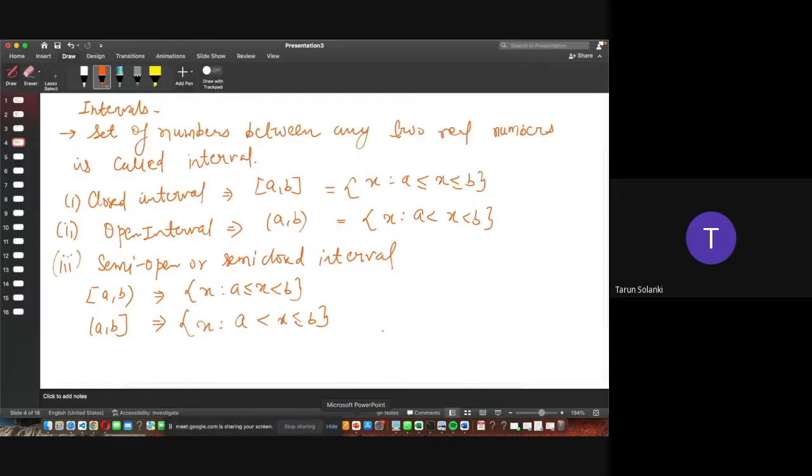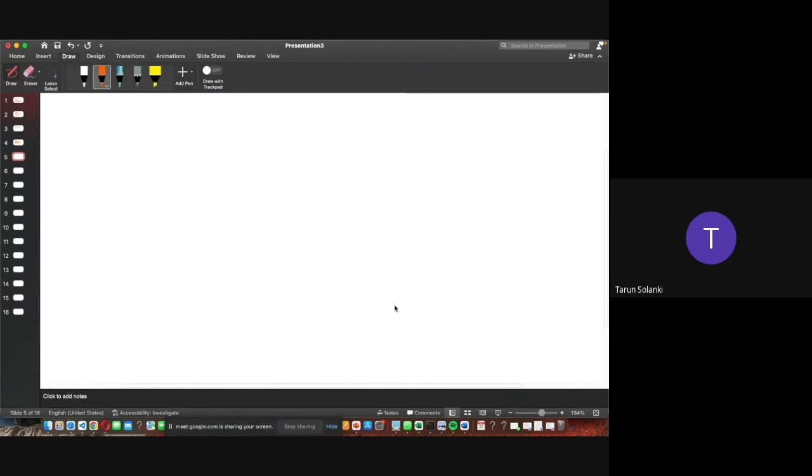So now, next, let's start with the functions. Okay. So let A and B be two given sets, and if each element a belongs to capital A is associated with a unique element b belongs to capital B under a rule of function, then this relation is called the function. Okay. Meaning f of A to B.